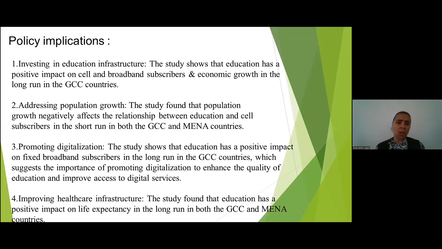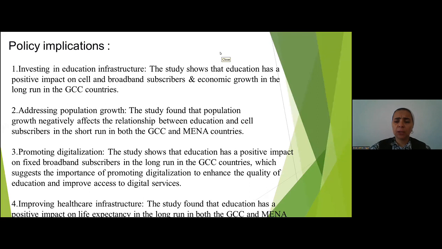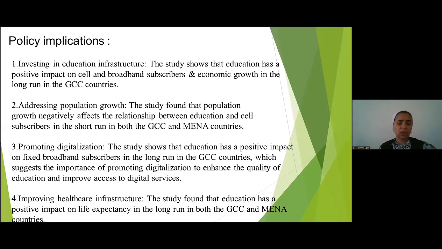In addition, addressing the population growth, the study found that the population puts negative pressure on education. So whenever we have a high population, a large number of people, this is lagged and has a negative impact on the quality of education. People cannot afford it, especially after the increasing cost of having this education in many countries. In addition to the subscribers, in the short run, in both the Gulf countries and the MENA regions, it was negative in the short term.